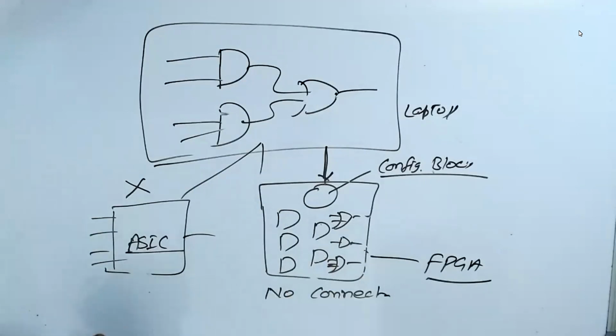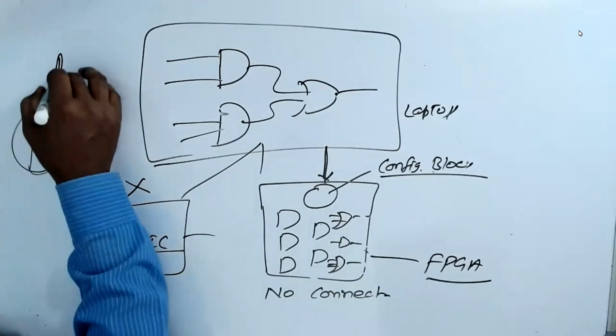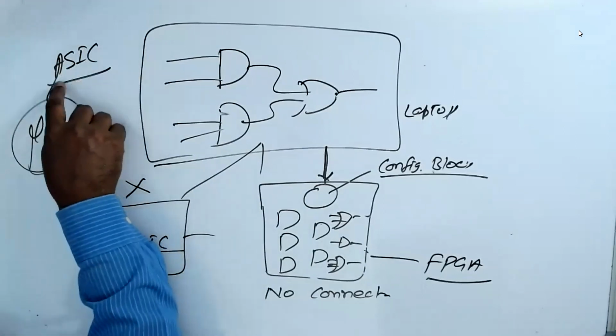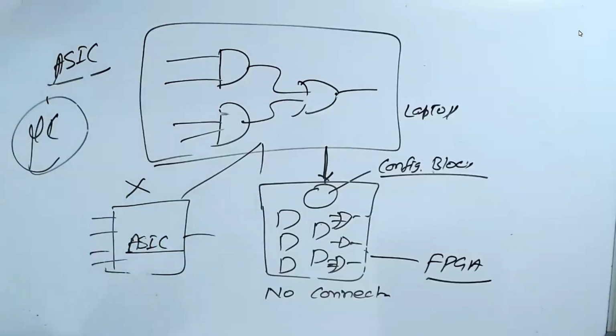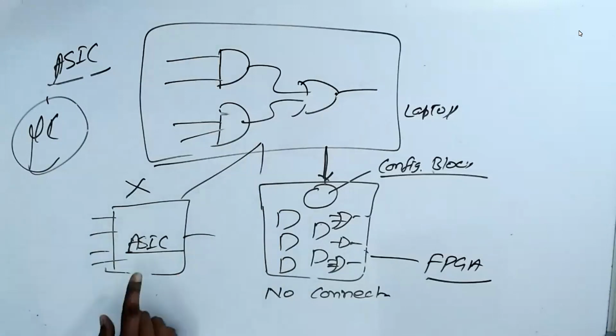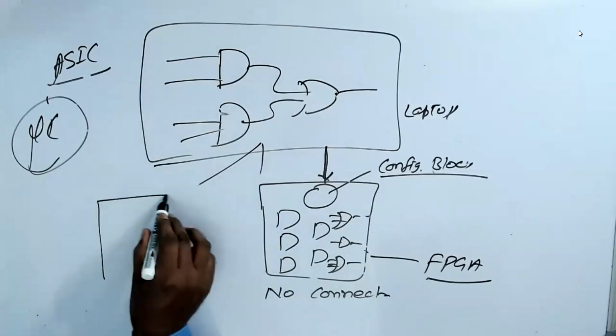See, don't get confused. Programming is different and changing the circuit is different. Your microprocessor, microcontroller is an ASIC. I connect the gates inside, but I cannot change the connections inside the microcontroller. That chip will behave only that way.